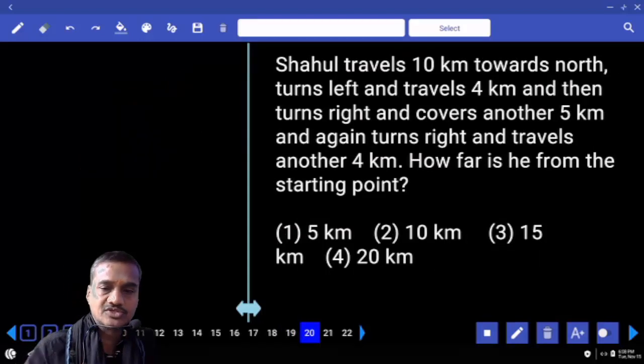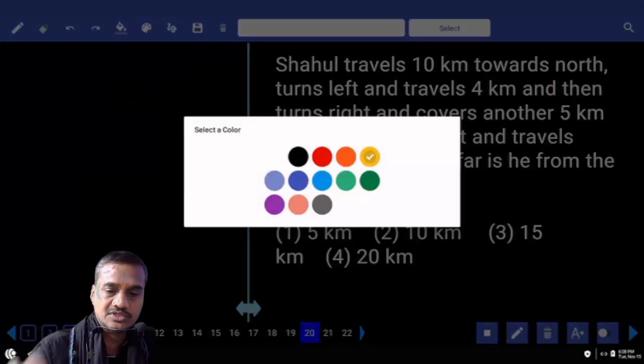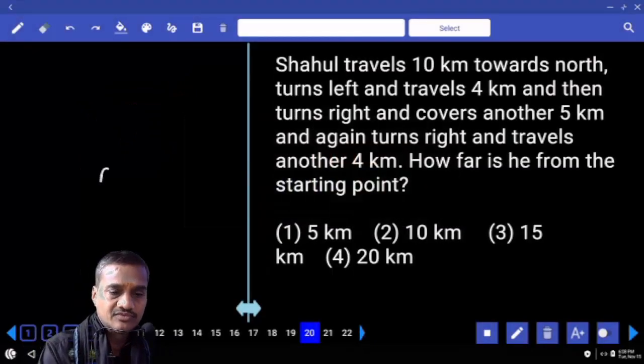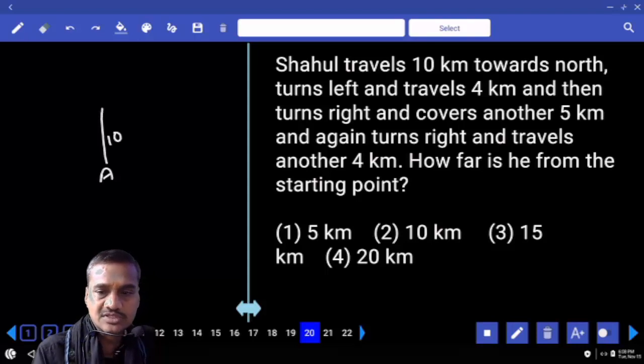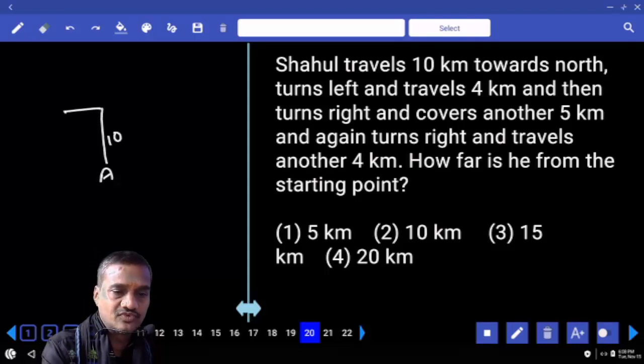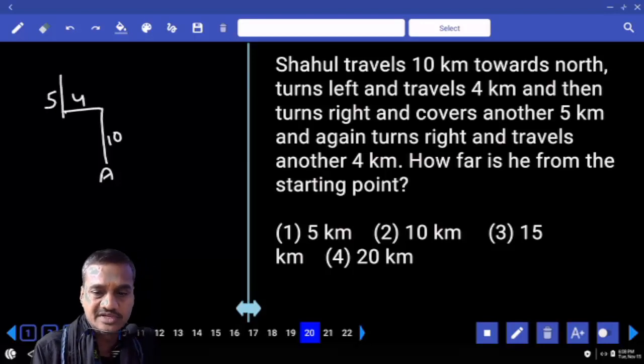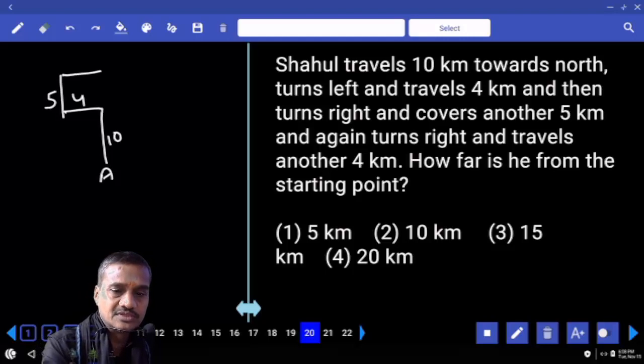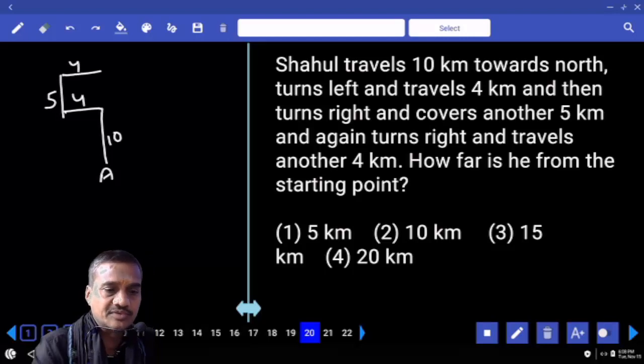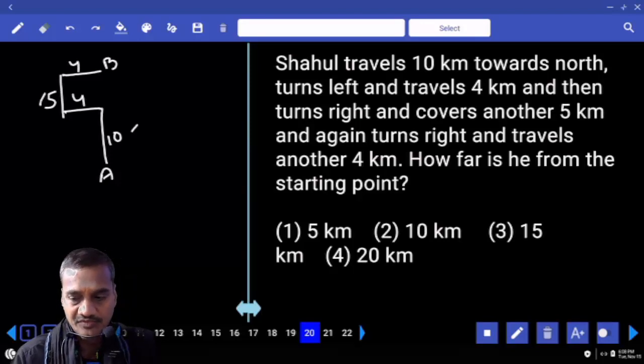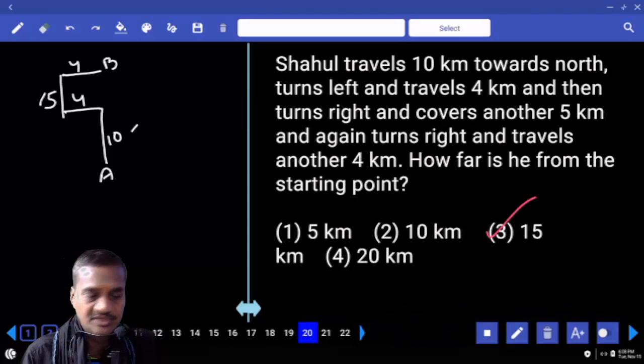Now in this 20, Sahul travels 10 kilometers towards north. Now this is A. From here, Sahul travels 10 kilometers towards north. Then turns left and walks for 4 kilometers, and then turns right and covers 5 kilometers. And again turns right and travels for another 4 kilometers. And how far is he from the start? A is the starting point, B is the final. Now 10 plus 5, how much is that? 15. Now 15, that is choice 3, question number 20.